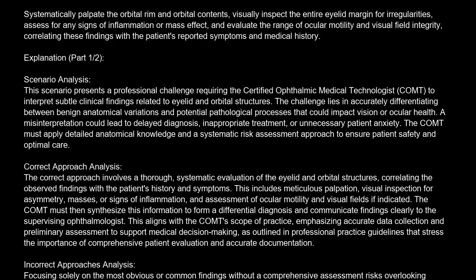Correct approach analysis. The correct approach involves a thorough, systematic evaluation of the eyelid and orbital structures, correlating the observed findings with the patient's history and symptoms. This includes meticulous palpation, visual inspection for asymmetry, masses, or signs of inflammation, and assessment of ocular motility and visual fields if indicated. The COMT must then synthesize this information to form a differential diagnosis and communicate findings clearly to the supervising ophthalmologist.